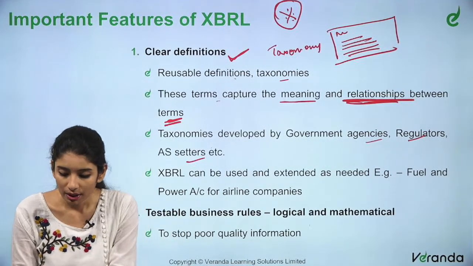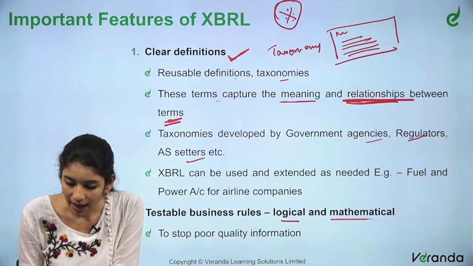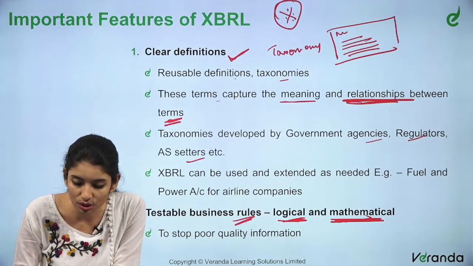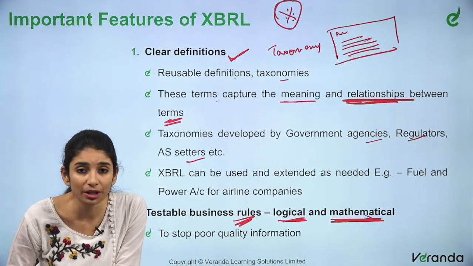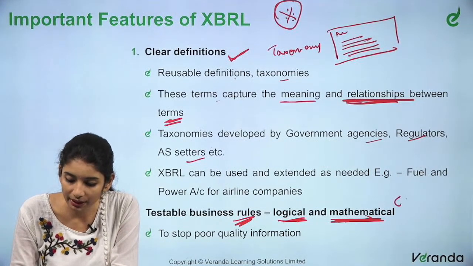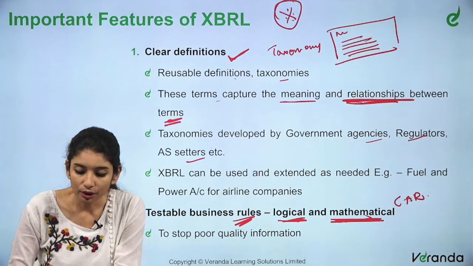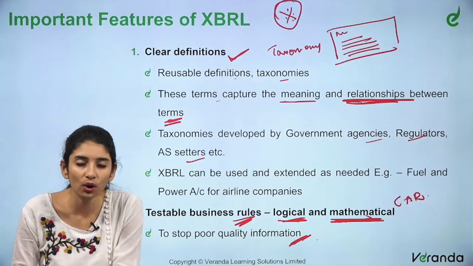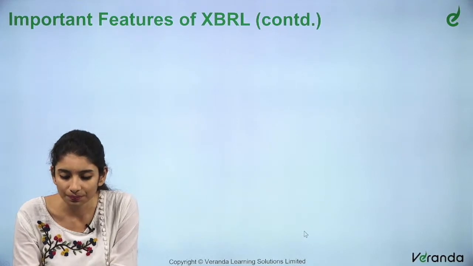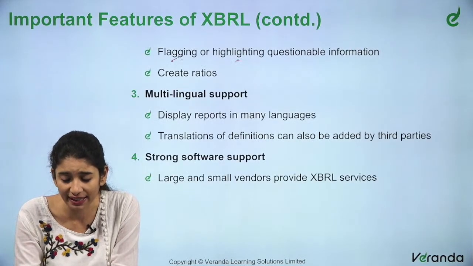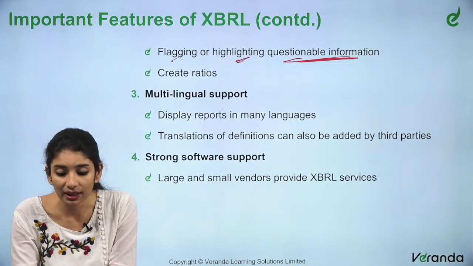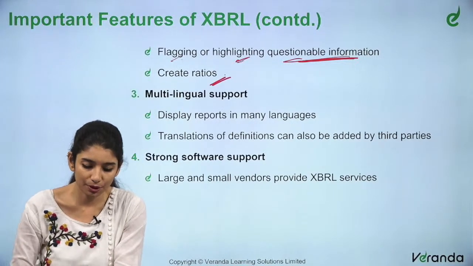Testable business rules, logical and mathematical. I can apply many logical and mathematical business rules to check if the information published in the XBRL report is accurate, is CAR: complete, accurate and reliable. That will help me to stop poor quality information. That will also help me to flag or highlight questionable information. It will also help me to create ratios.